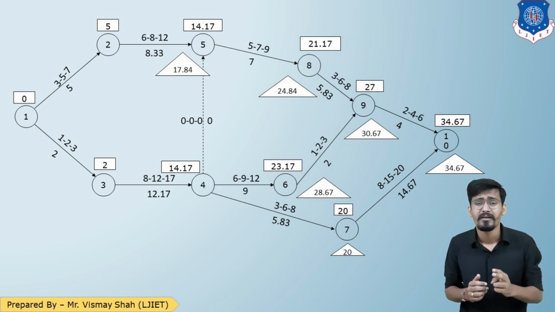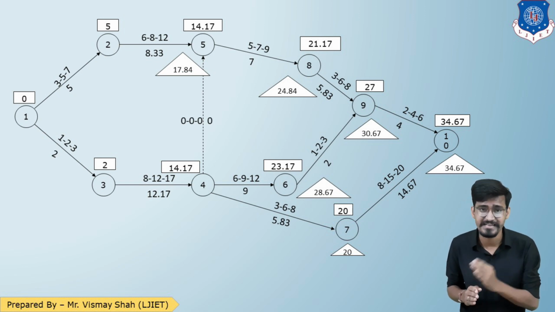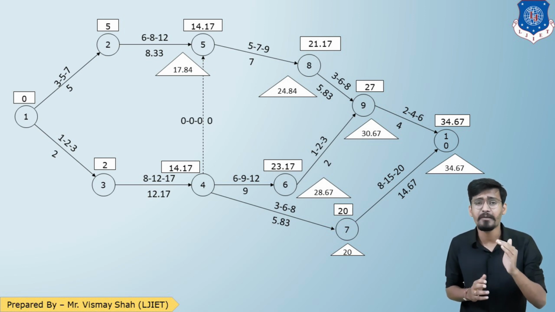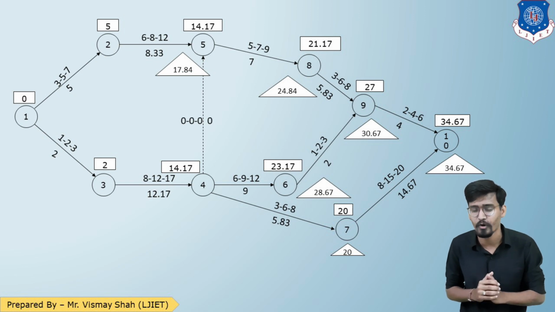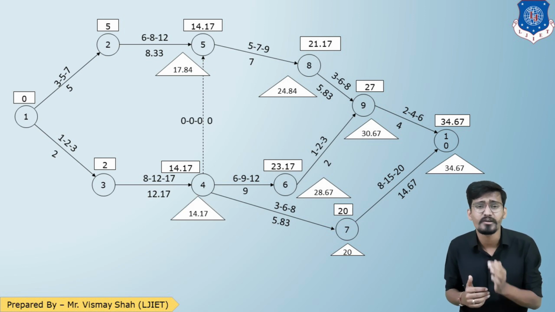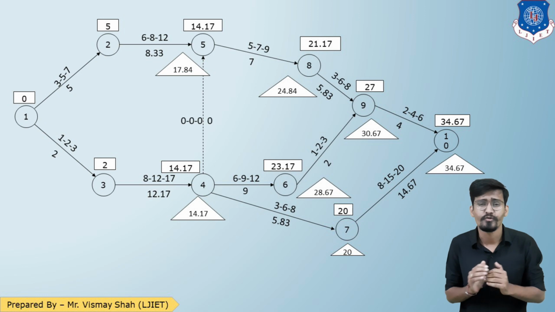Now let us talk about event number 4. For event number 4, we can have 5 to 4, 6 to 4 and 7 to 4. There are three options. If I go from 5 to 4, 17.84 minus 0, 17.84. If I go from 7 to 4, 20 minus 5.83, 14.17. And if I go from 6 to 4, 28.67 minus 9, that will be nearly around 19. So the minimum is 14.17. We are doing backward calculation, so we need to consider the minimum value.